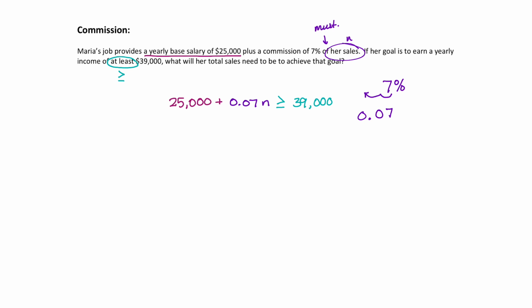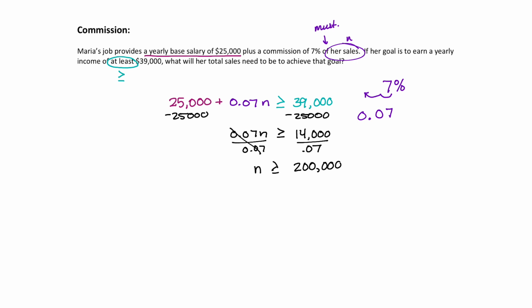So I'm going to subtract the extras, which are in the front this time. And we get 0.07n greater than or equal to 14,000. Now divide by the coefficient, so 0.07. And we get n is greater than or equal to, calculator time, 200,000.